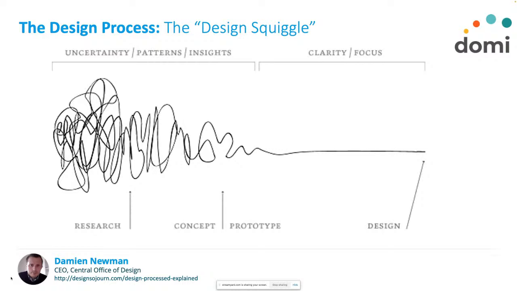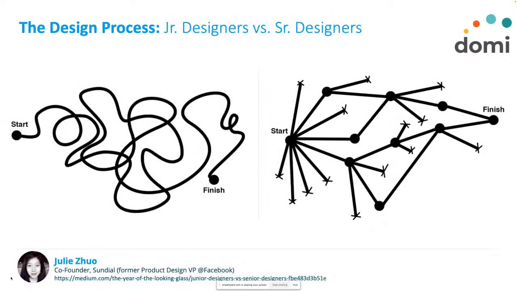Another example of the design process is from Julie Zhu. And I thought this was interesting because it delineates between a junior designer's process and a senior designer's process. The junior designer's process is kind of meandering and a little bit like the design squiggle, but it just stays squiggly until you're done. The senior designer goes down discrete paths and just says no or yes. And if it's no, you go back to the hub and move forward to the next point, and to the next point, or maybe to another no, and then back and forth, refining and refining until you're finished.